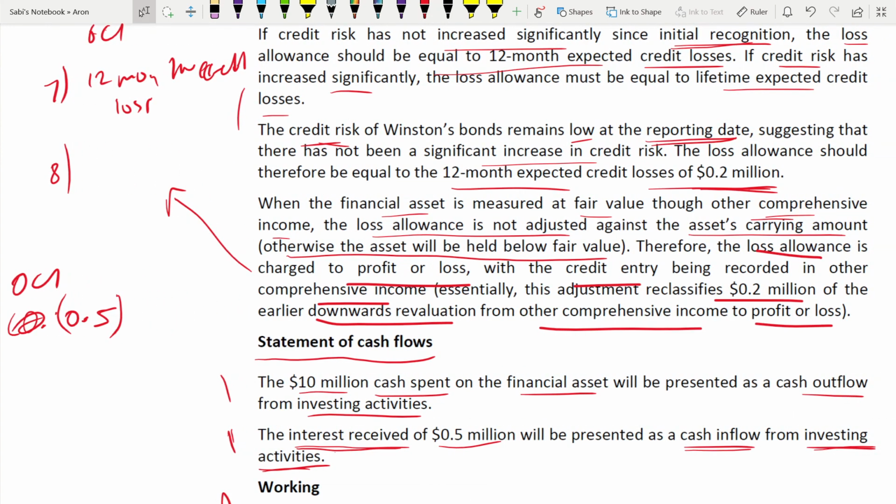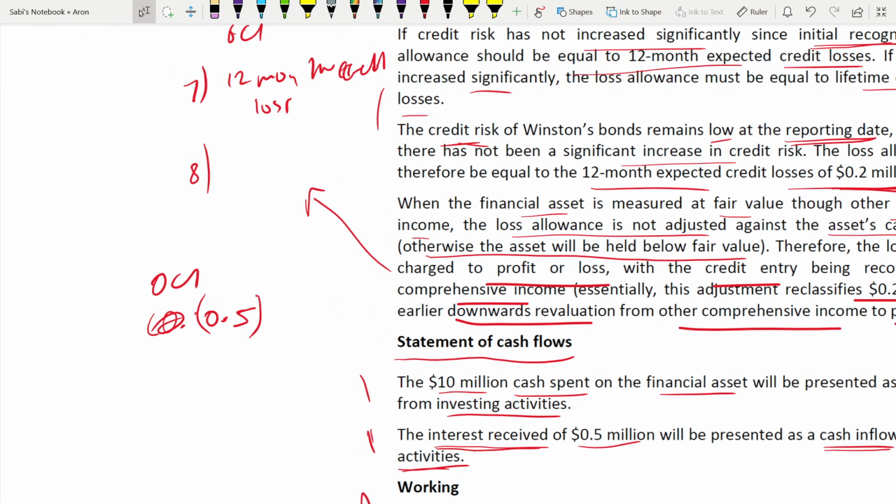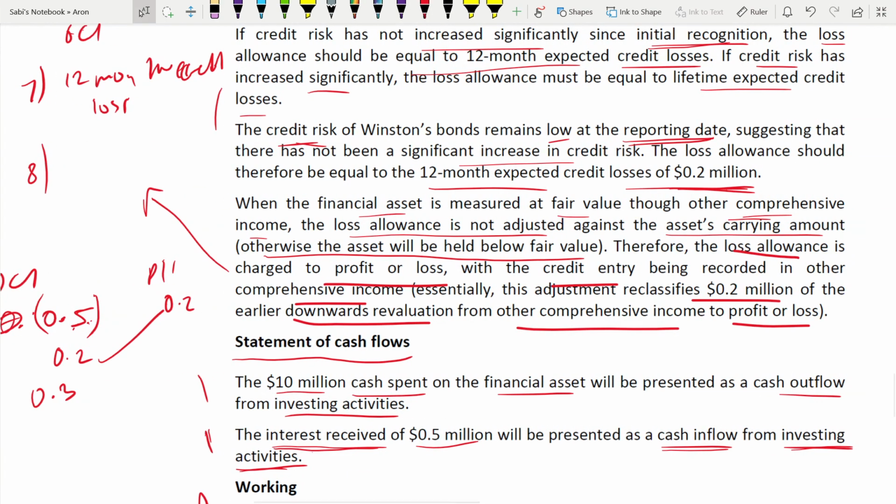So this 0.2 has to go to profit and loss. From this 0.5, you deduct 0.2. This will go to profit and loss. That means this 0.5 will fall down to 0.3. From here, 0.2 will go to profit and loss. From the earlier downward revaluation, if there is anything in other comprehensive income, it will now be reclassified to profit and loss.